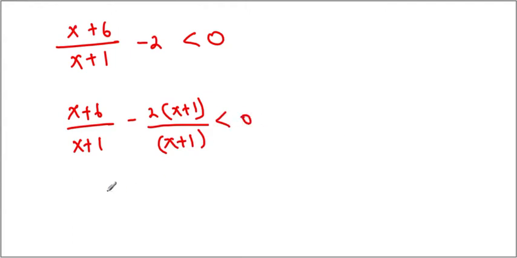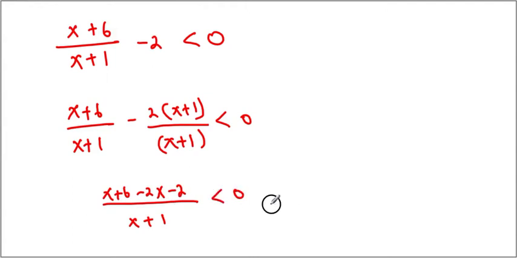Now let us try to combine them together. On the bottom we still have x plus 1, but on top we have x plus 6 on the one side, and then remember, this negative sign will be distributed all over. So here we get negative 2x and minus 2, has to be less than 0. Combining this together, we get x plus 1 on the bottom, it doesn't change, and on top we have negative x plus 4.